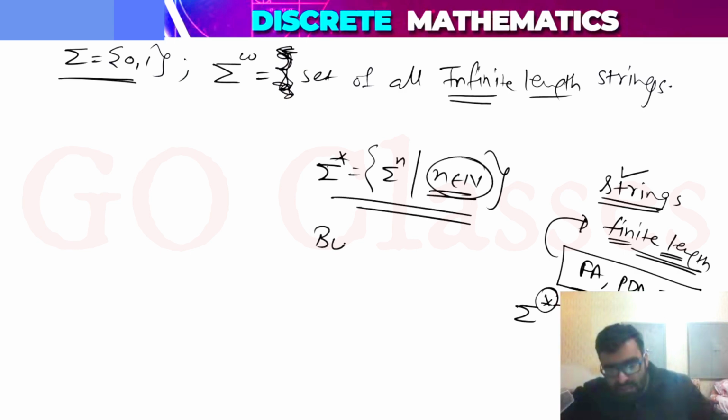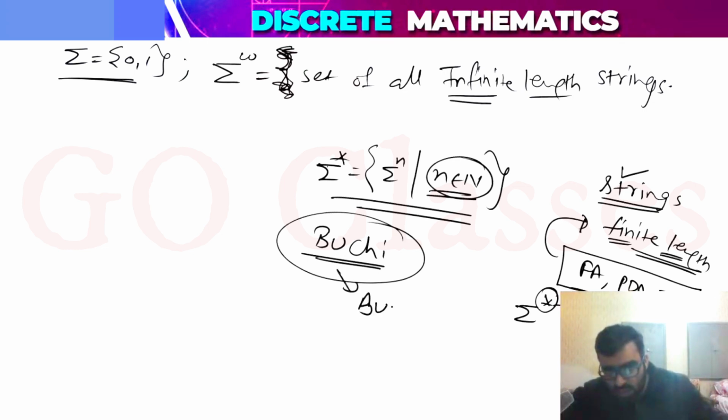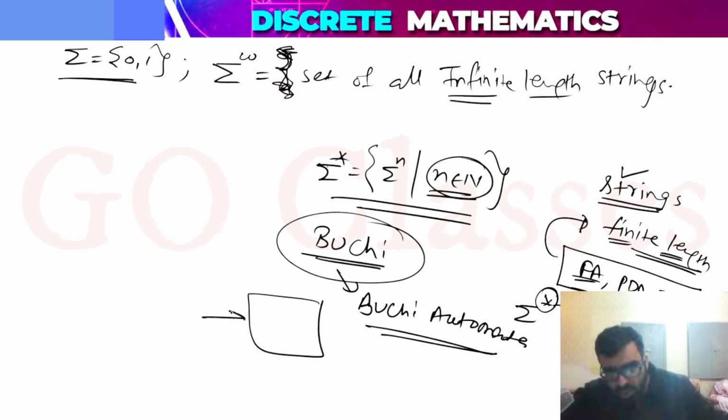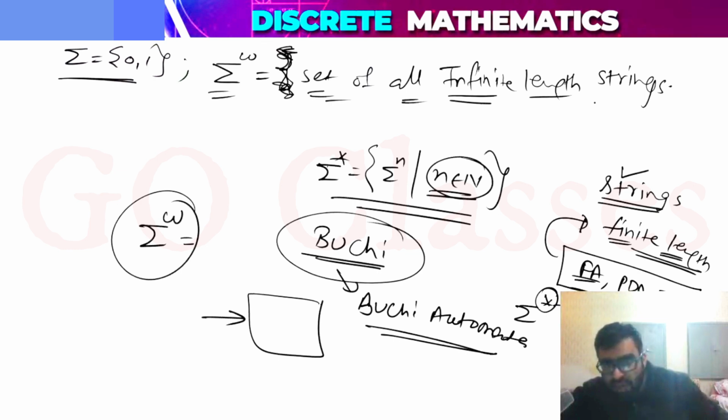But there is a computer scientist, Büchi. This Büchi studied some machines called Büchi automata. Like we have finite automata and pushdown automata, similarly Büchi automata are defined for infinite length strings. The Büchi automata will take input, and the input is an infinite length string. So Büchi defined something called sigma power omega, which is the set of all infinite length strings.